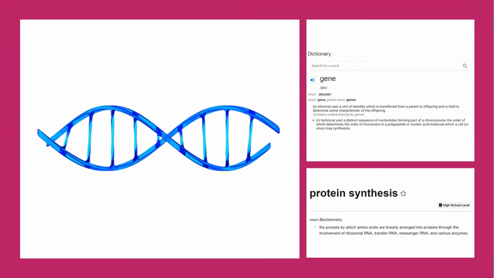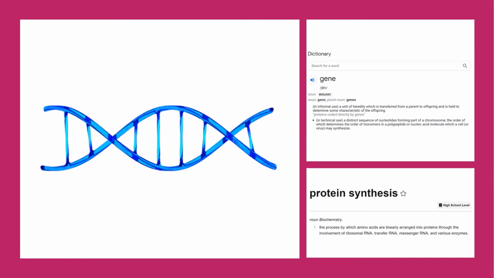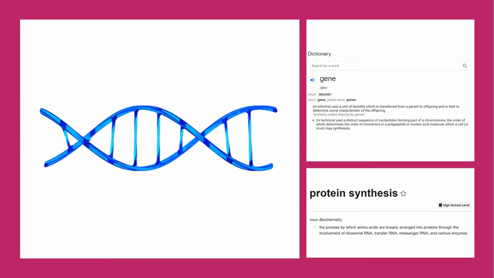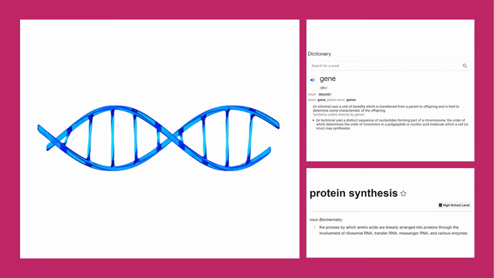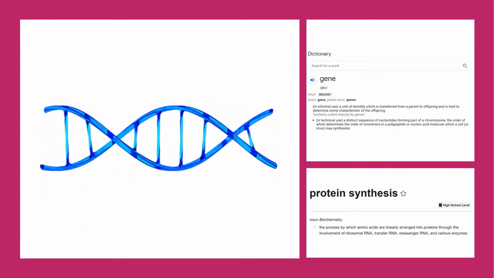So, what is protein synthesis? It is the process by which amino acids are linearly arranged into proteins through the involvement of ribosomal RNA, transfer RNA, messenger RNA, and various enzymes.